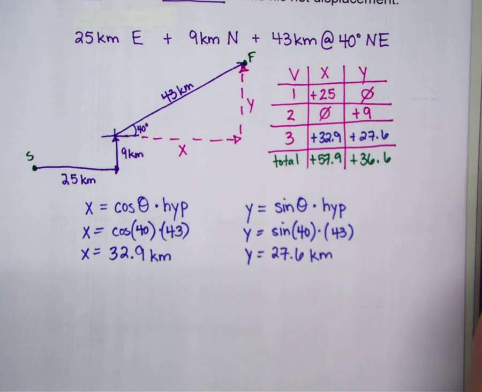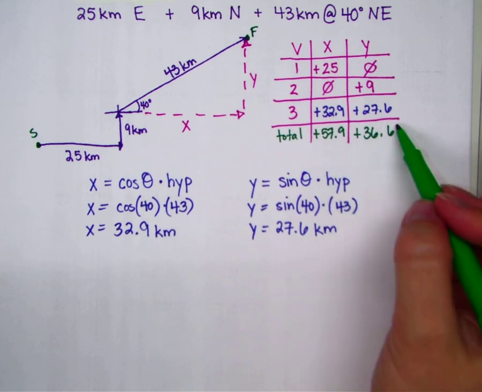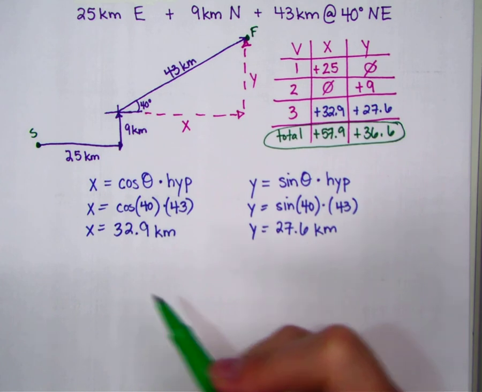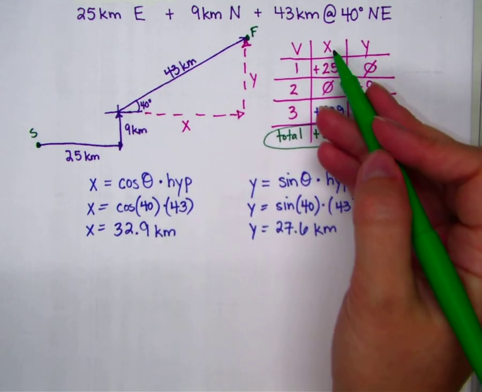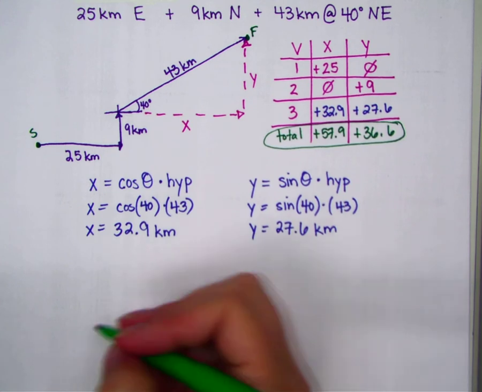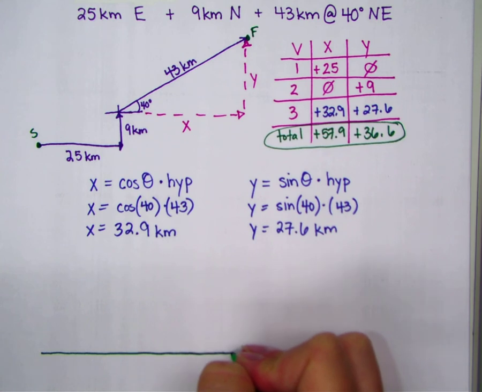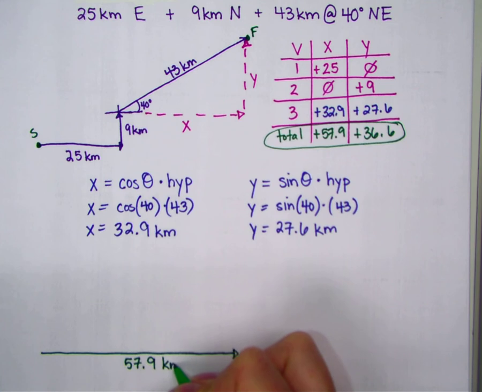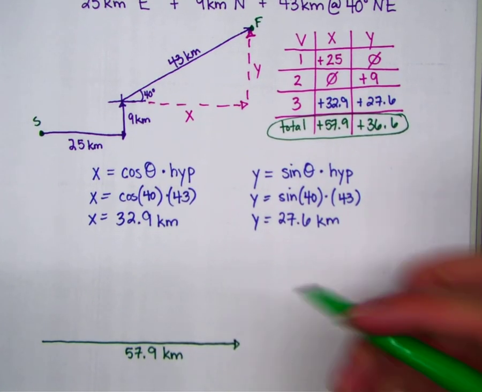Remember, displacement has both magnitude and direction, so we're going to have two steps to this process. So first we're going to draw our triangles using our totals. Everything else that we did is now negligible. So 57.9 in the x direction, positive is to the right. Okay, and 36.6 in the y direction, positive is up.